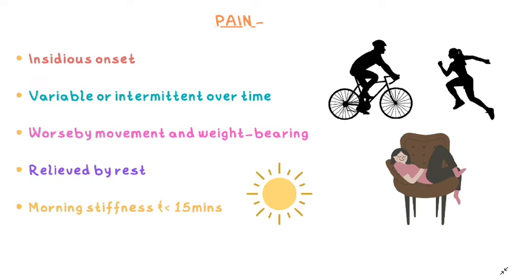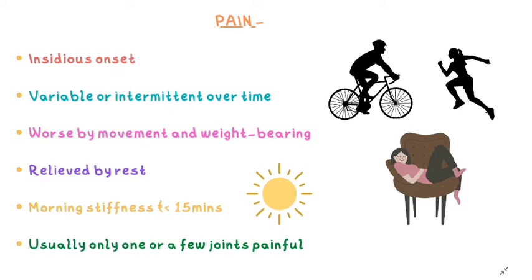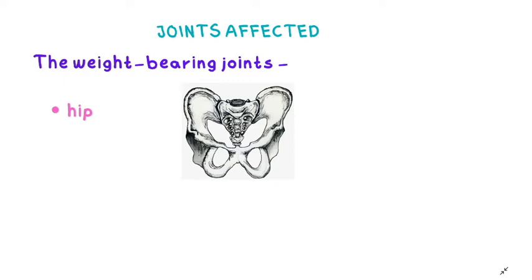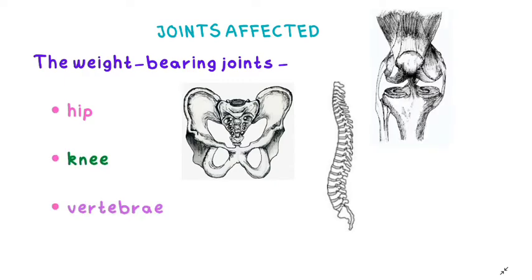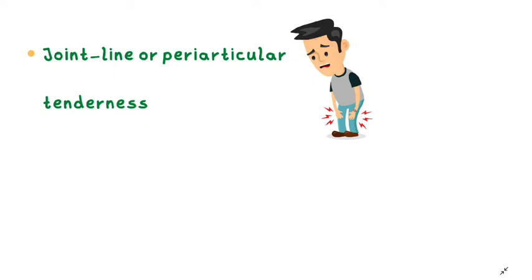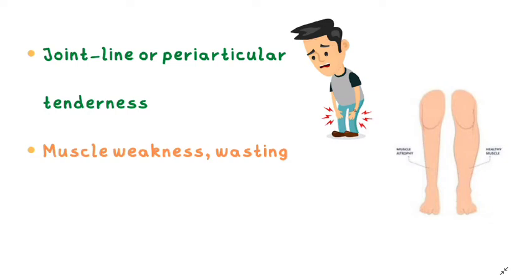Only brief, less than 15 minutes, morning stiffness and brief, less than 5 minutes, gelling or stiffness after rest. Usually only one or a few joints painful. Joints affected: the weight bearing joints like hip joint, knee joint, vertebrae, and interphalangeal joints of the fingers. Other clinical signs are joint line or periarticular tenderness, muscle weakness or wasting of muscle.